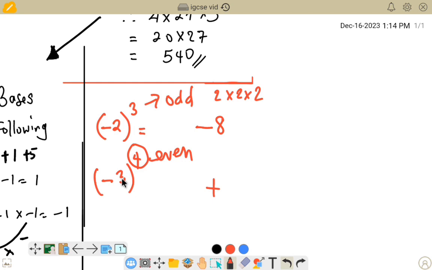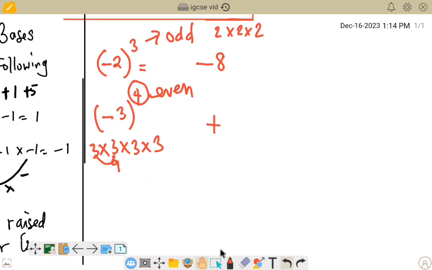Then in this case, you have 3 appearing 4 times. So you have 3 times 3 times 3 times 3. 3 times 3 is 9. Then you have another 3 times 3 here, which is also 9. So you have 9 times 9, which is 81. So this answer will give you plus 81. Now it is positive because the power here is even. So you have an even power, the final answer will be positive. That's if you have a negative base.